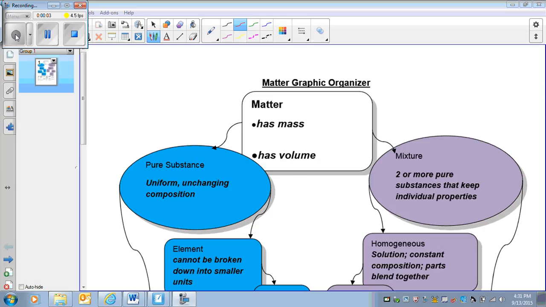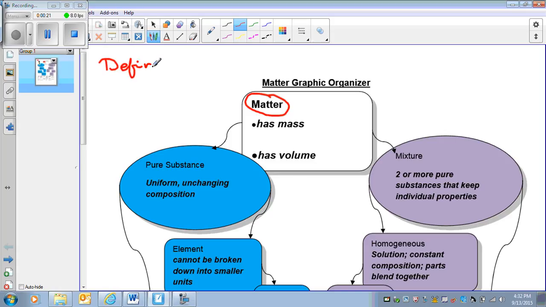Hello everybody. Today we will learn how to define and classify matter. As you know, matter, everything that is around us, comes under the classification of matter. Before we go any further, you also must understand how to define chemistry.